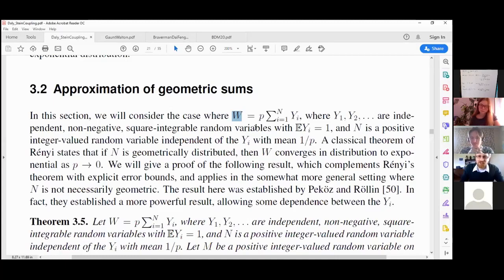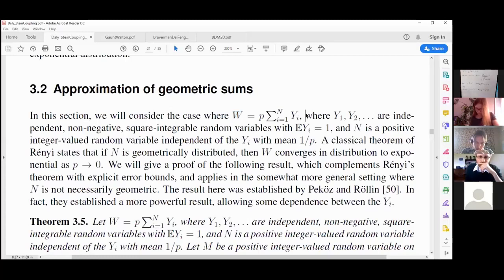So hopefully sensible upper bounds in this problem will reproduce that, in that they will tell me that if I take the case where my y's are exponential and where my number of terms is geometric, then the upper bound that I get should be zero. We will check in just a minute, but that's something to bear in mind that we want to use as a check of the sanity of our result.